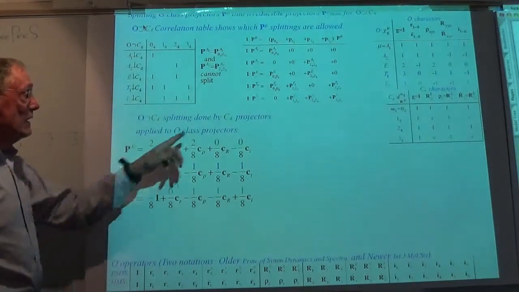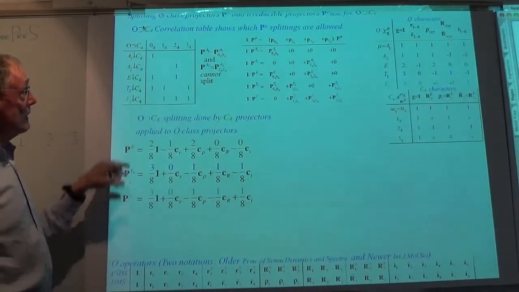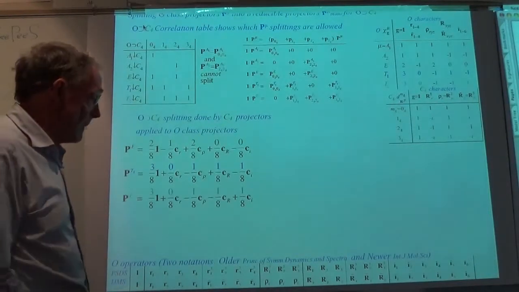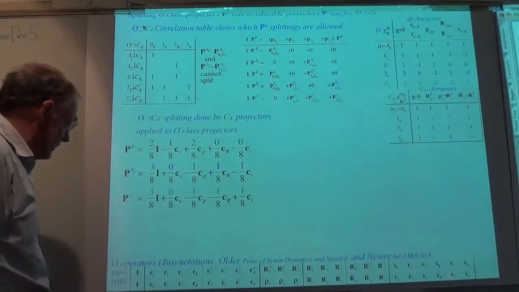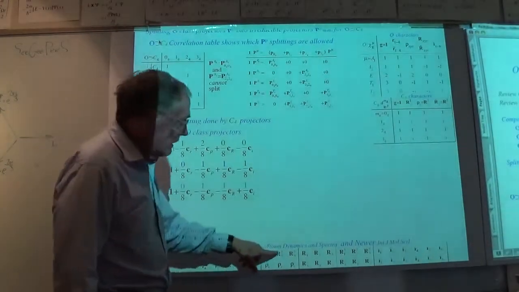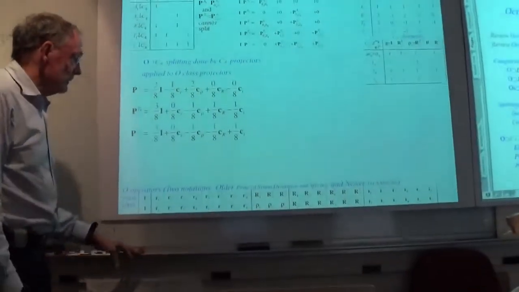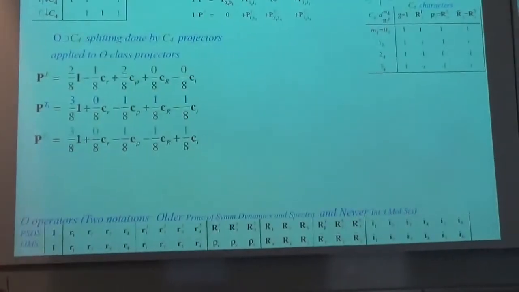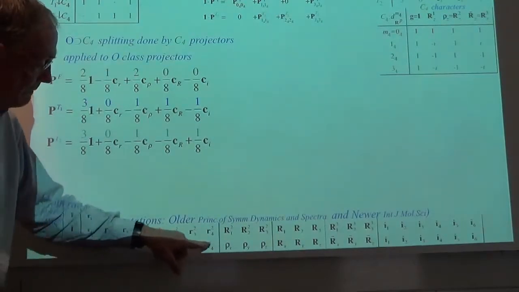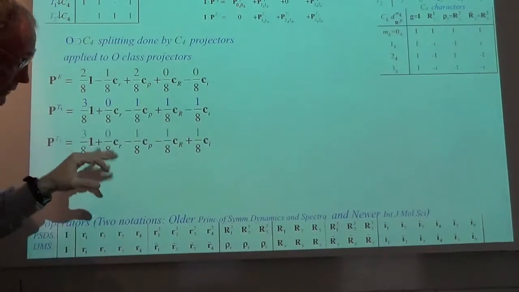We're going to split using C4 projectors applied to O-class projections that need splitting. Again, these two don't need splitting. They're already irreducible. But these do. And we have two different notations running here. One of them is in Principles of Symmetry, Dynamics, and Spectroscopy, the Wiley book, which sometimes has two subscripts, superscripts, subscripts. That's what I got used to. But now, in order to build our little slide rule and keep our algebra simple, I'm only allowing one symbol and one subscript, and maybe a hat. That's the inverse, that's the squared, which is the inverse of these. The little tilde means inverse.